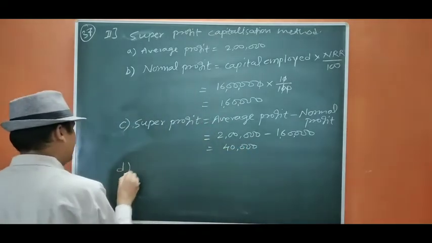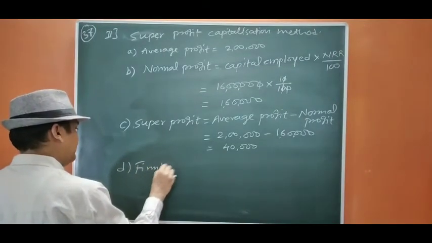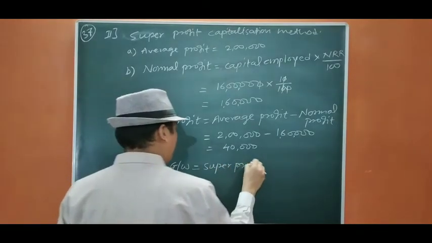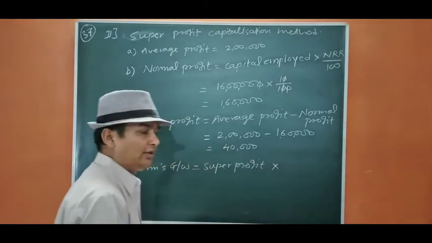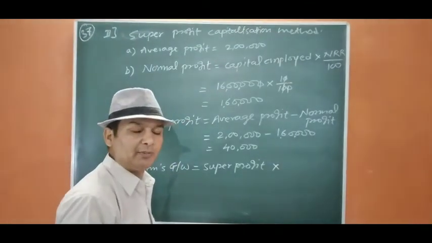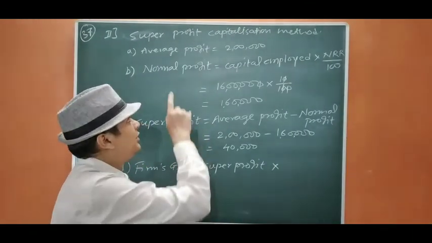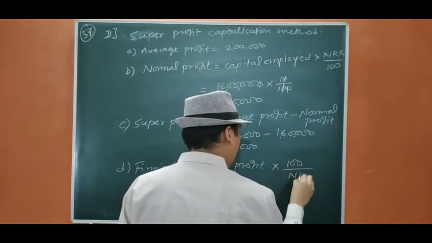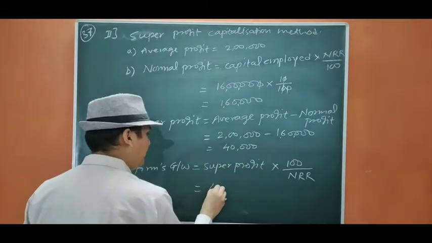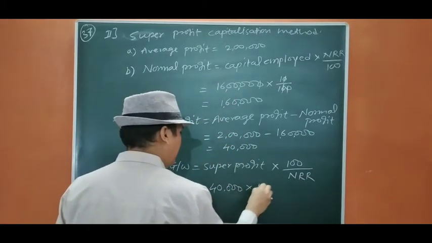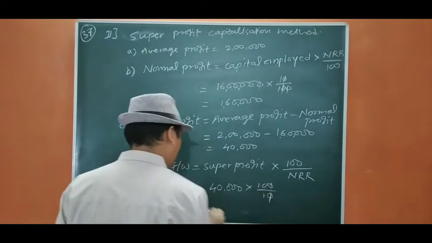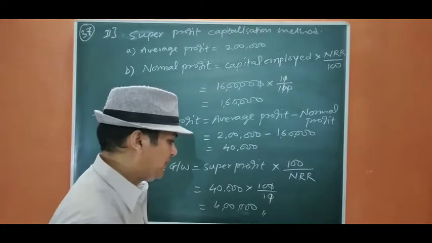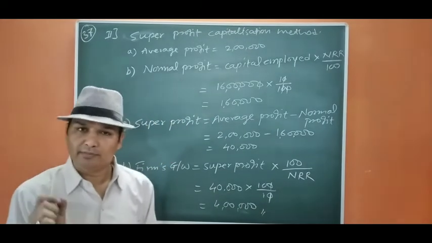Now we are going to find out the firm's goodwill equals to super profit. In capitalization method, there is a change here. Normally we take number of years purchase in super profit method, but in super profit capitalization method it will be just like this, 100 upon n. So this will be 40,000 into 100 upon 10. So 4 lakh, the amount is same in both the methods. So please keep it in mind that you are going to solve by this method.